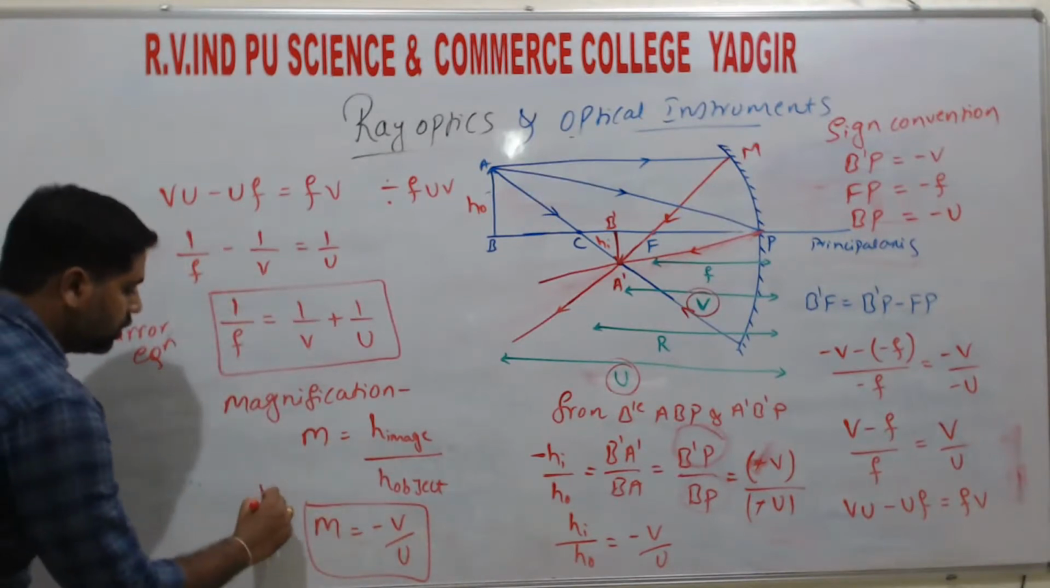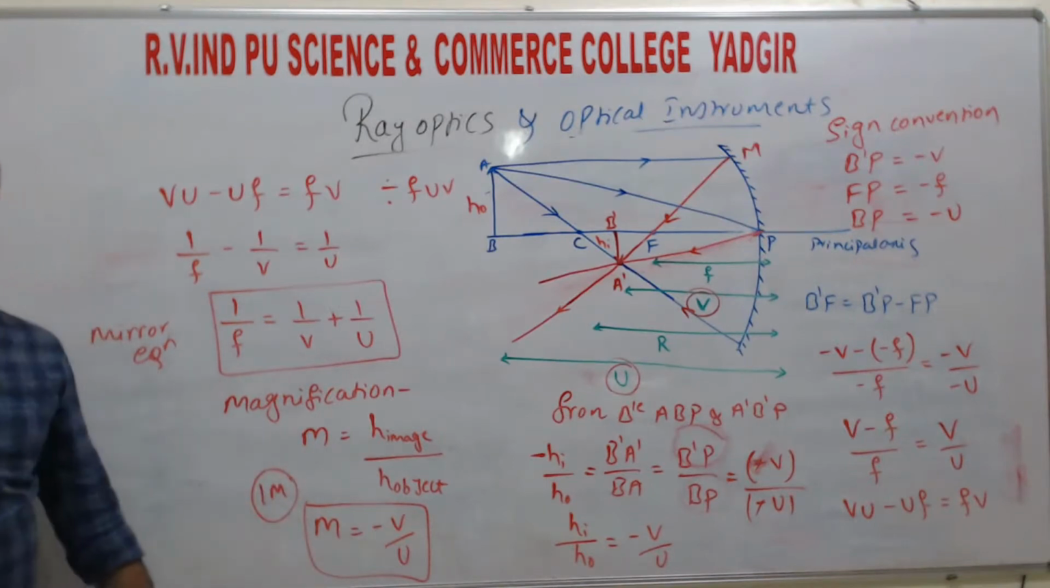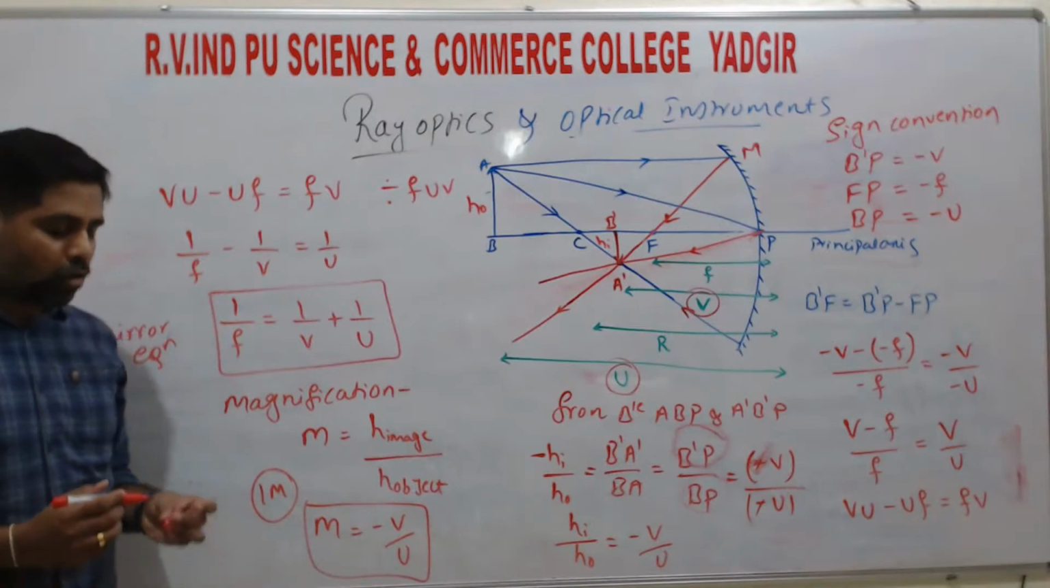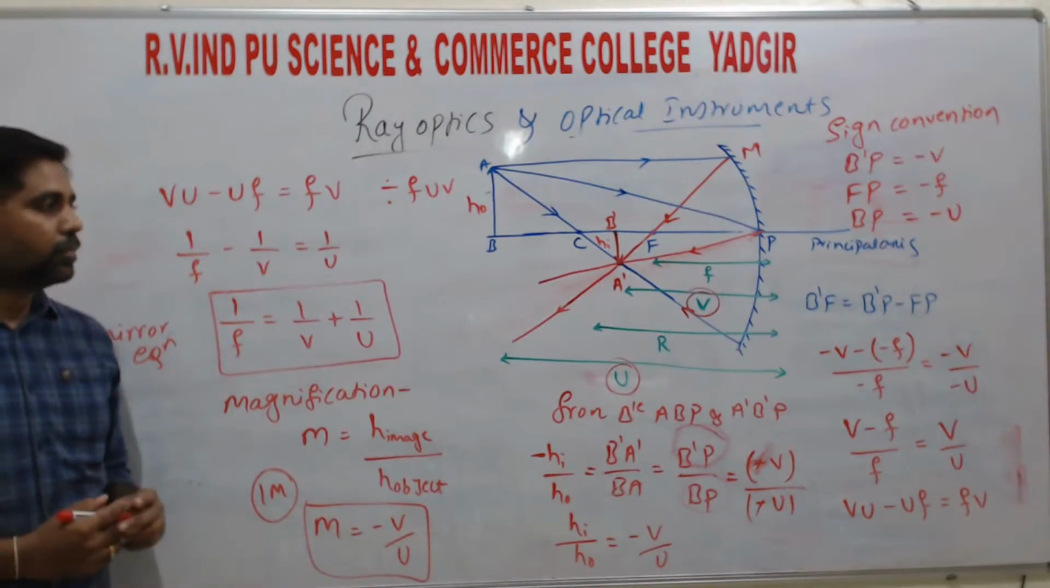This one they ask for 1 mark: write the magnification in terms of image distance and object distance.